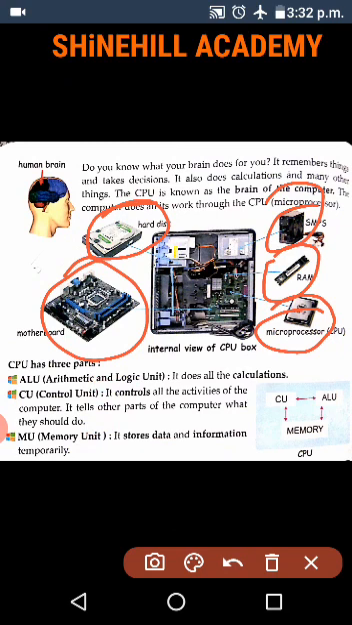Okay. The CPU is divided into 3 main parts. First one, ALU. Second one, CU. And third one, MU. ALU means arithmetic and logic unit. CU means control unit. MU means memory unit.